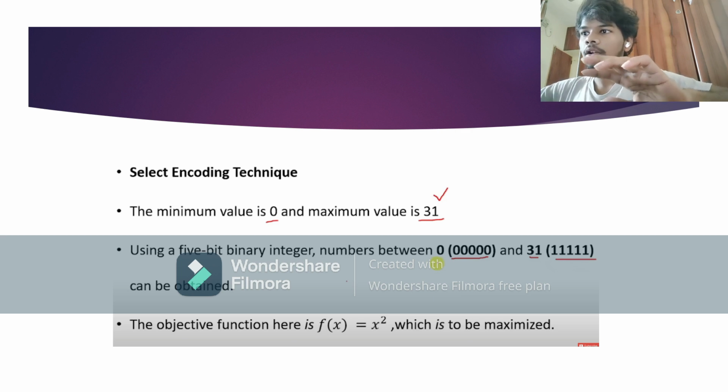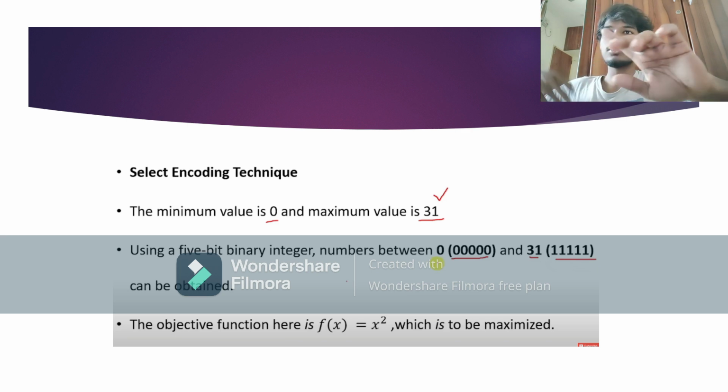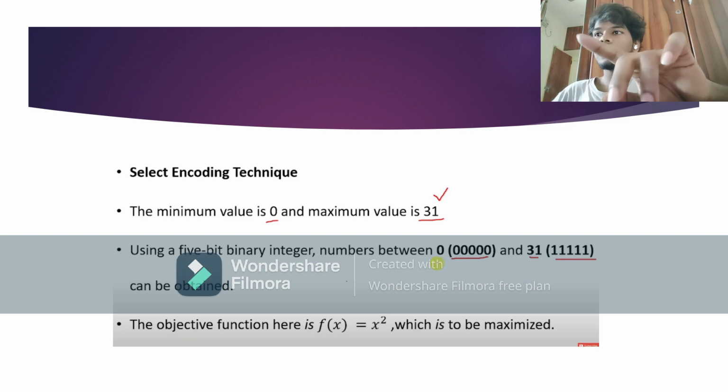Now we will apply the genetic algorithm step by step, and then we will try to get the maximum value for this particular function. The first step in the genetic algorithm is selecting an encoding technique to represent the solutions. We know that the minimum value for x is 0 and the maximum value is 31. The solution will lie between 0 and 31, and we need to represent the particular solution, so we have to use some encoding technique. So we take 5-bit integer numbers between 00000 and 11111, which gives 0 to 31, and the function is f of x, which is to be maximized.